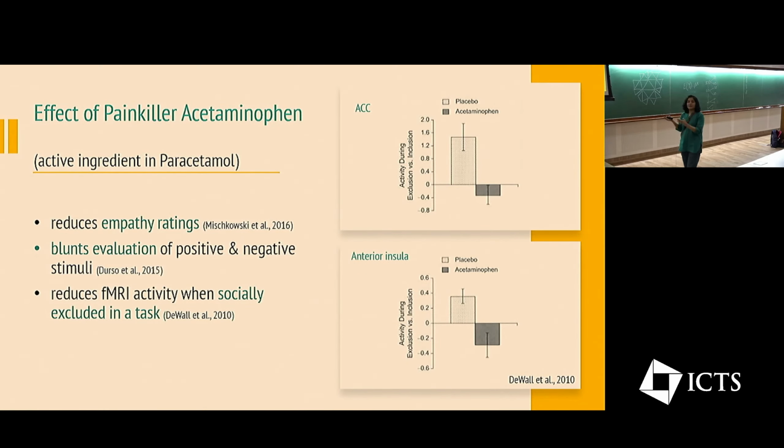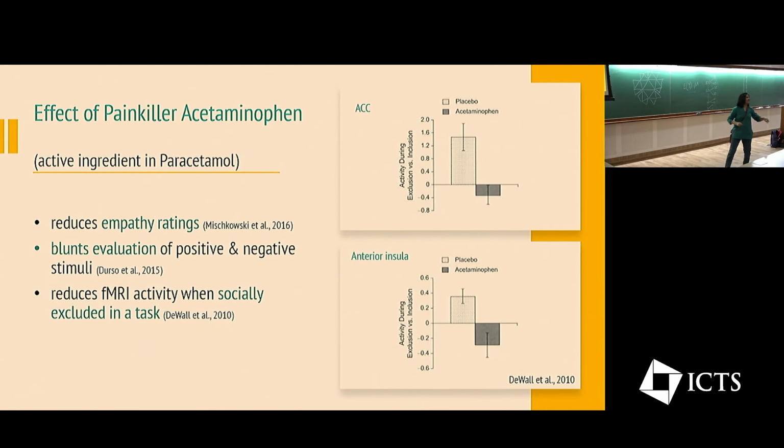And fMRI activity has shown that specific regions like, again, ACC and anterior insula, which has been associated with the psychological component of pain in the earlier study, activity in these regions goes down following a social exclusion task.